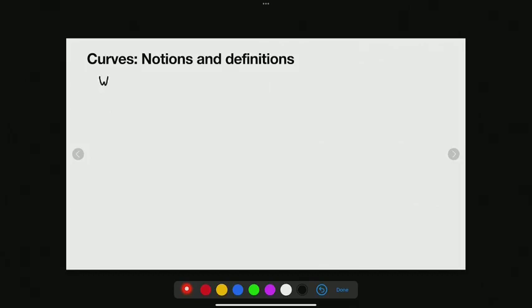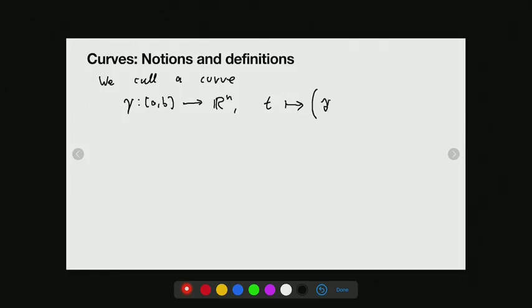Namely, we call a curve gamma, which goes from A to B into R to the n, which has components. Well, it's a vector, so it has got n components. We call those now gamma 1 of t, and so on, gamma 2 of t until gamma n of t. And we introduce the following terminology.